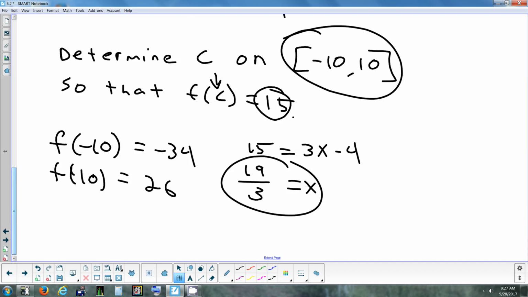Now, we just want to make sure, we already kind of checked this, but is 19/3 between negative 10 and 10? What do you think, Tessa? Is 19/3 between negative 10 and 10? Yeah, if you were to divide it out, that's like 6 point something, 6 1/3. So yeah, it's between negative 10 and 10.